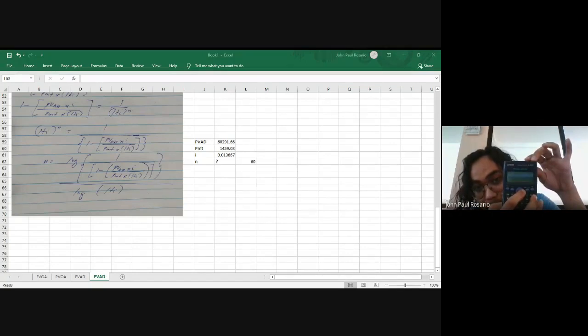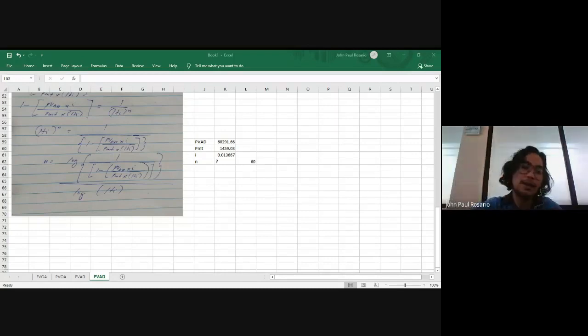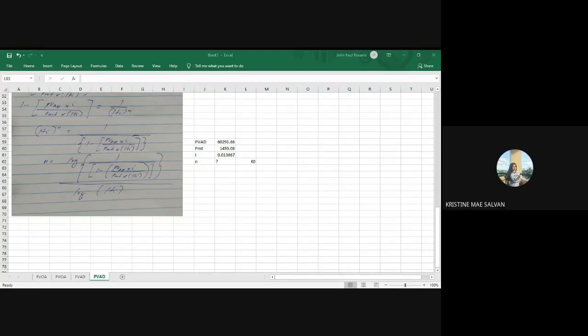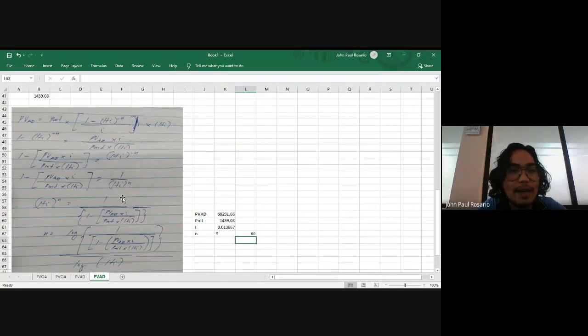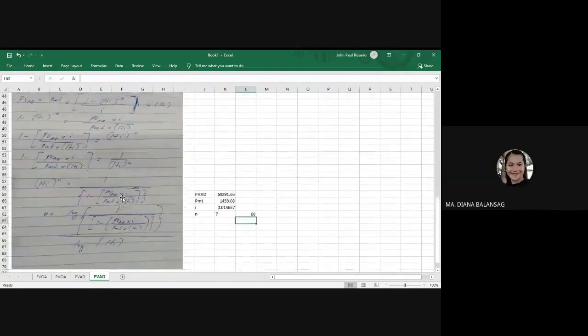Sundan? Nasundan ninyo? Yes, sir. Okay, sige. So, pwede na ninyo gamitan ang store function, ha? Para like, unahon ninyo i-solve ni siya nga part, and then i-store ninyo, mag-log lang kamo over 1 plus I. Okay?